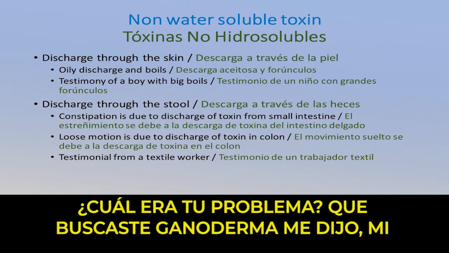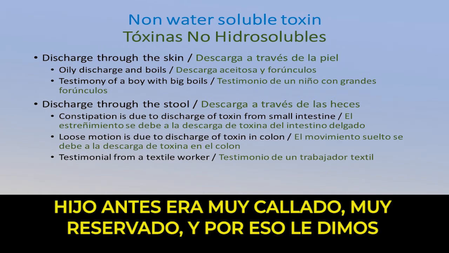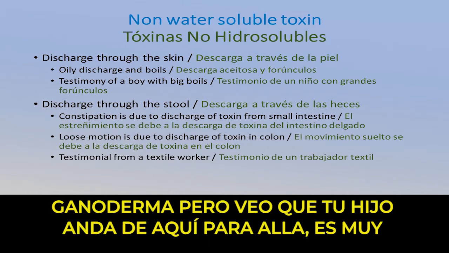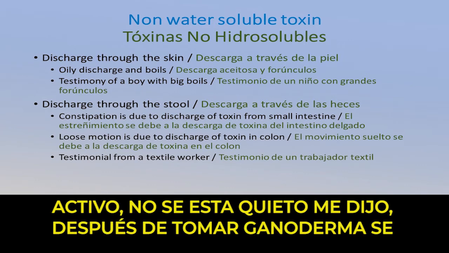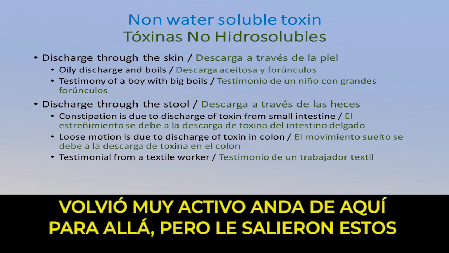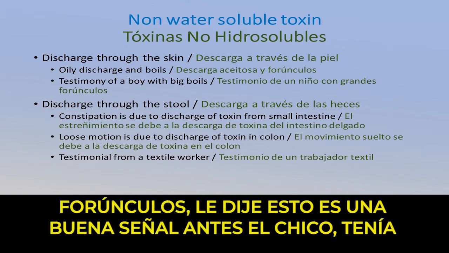So I asked him, what is the problem that made you give the boy Ganoderma? He said, my boy was very quiet, very reserved, that's why I wanted to give him Ganoderma. But I saw the boy running here and there, up and down. I said, your boy is very active, he's not quiet. After taking Ganoderma he became very active, but the boil came out at the hand. I said, this is a good sign.